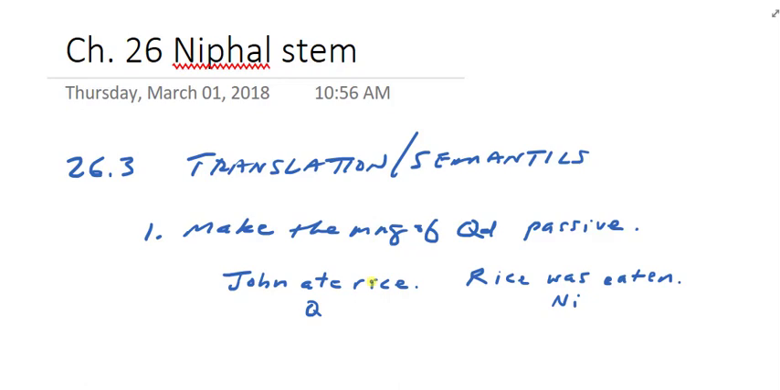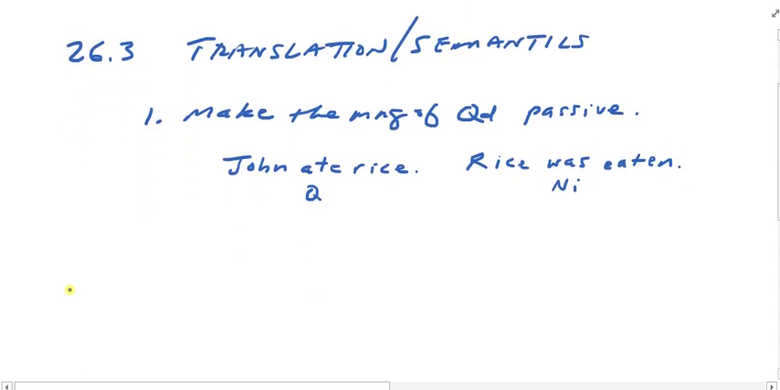Now, that is not the only use, though, of the Nifal stem. There are some other ones as well. So we could see the Nifal used for reflexive and reciprocal meaning.